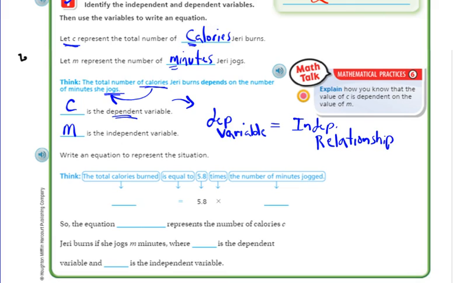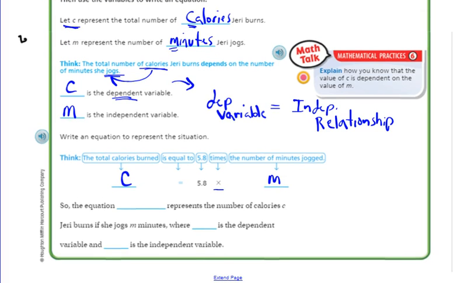All right, so let's write an equation to represent the situation. The total number of calories, C, is equal to, the relationship was 5.8 calories per minute, so that's 5.8 times the number of minutes jogged. So the equation C is equal to 5.8 M. The total calories is equal to 5.8 times the number of minutes that she decides to jog. Represents the number of calories C she burns if she jogs M minutes, where C is the dependent variable and M is the independent variable.